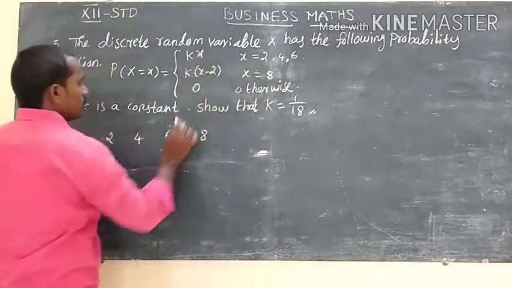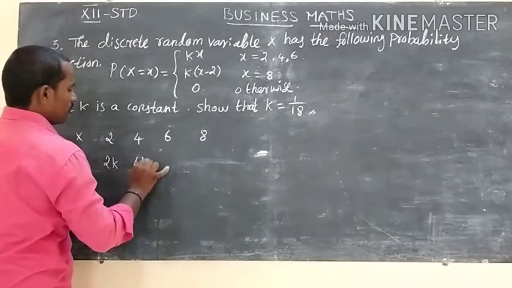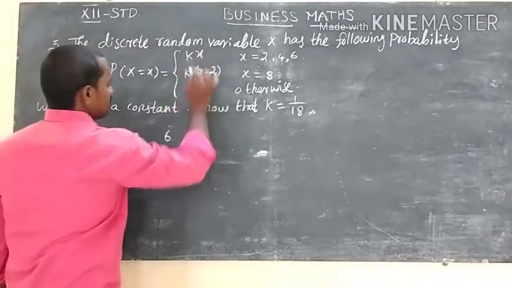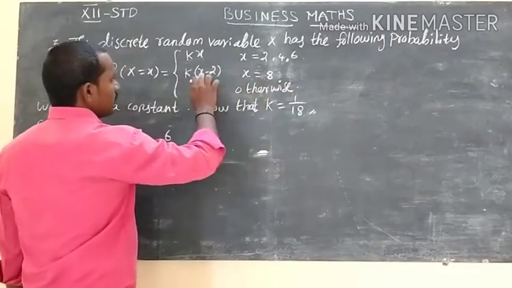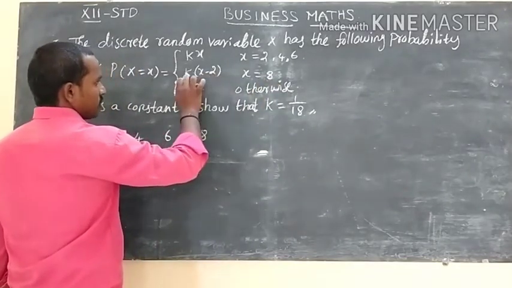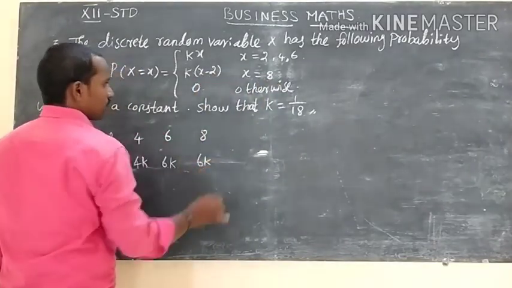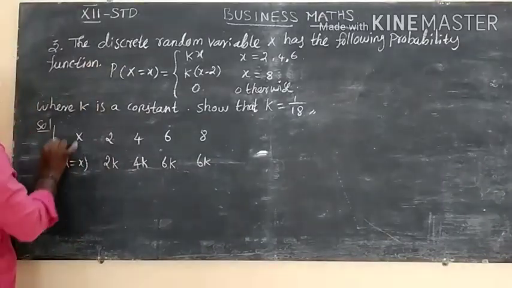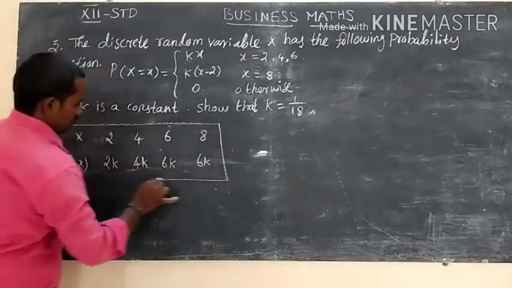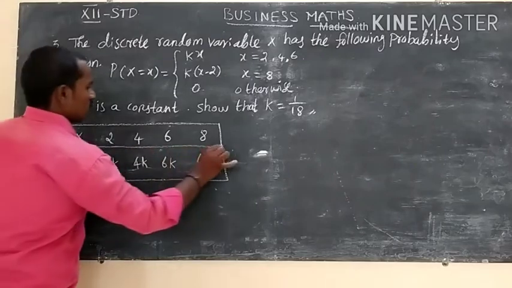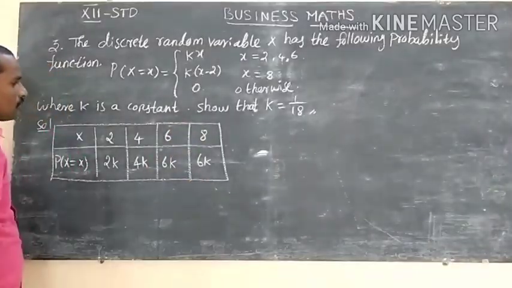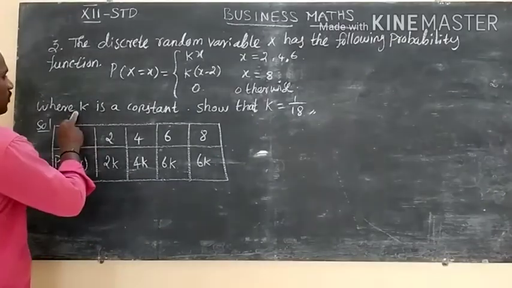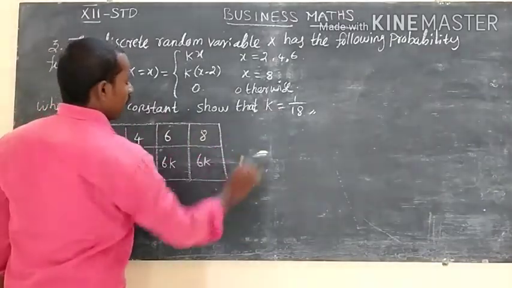Then 4k, 4 into k. Then 6 is 6k. And x is equal to 8 means 8 minus 2 is 6, so 6k. So now we get the probability mass function, where k is a constant.